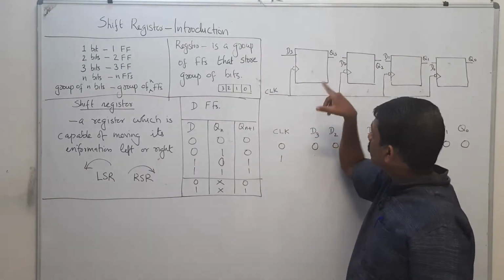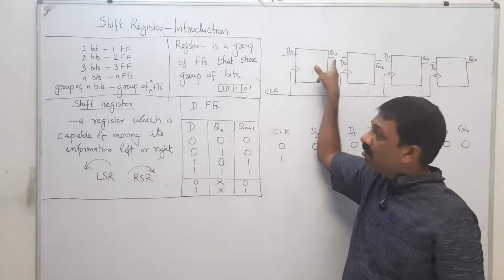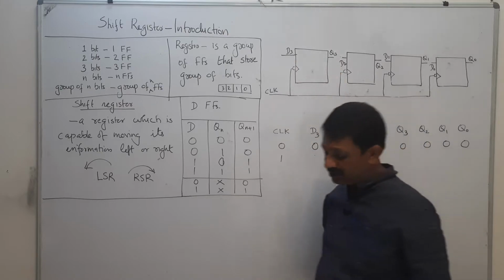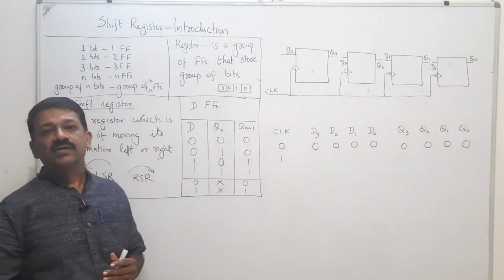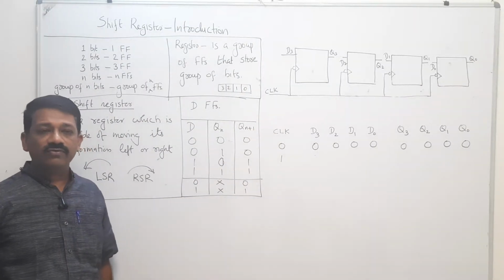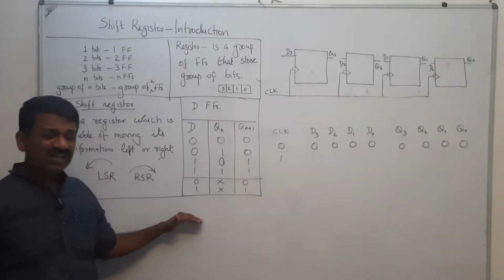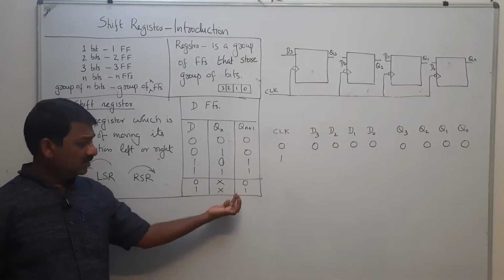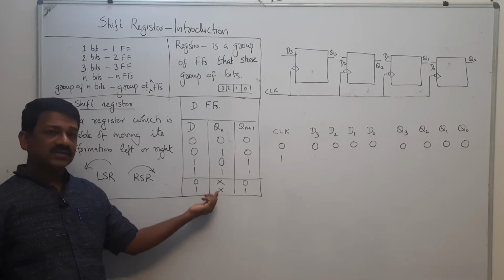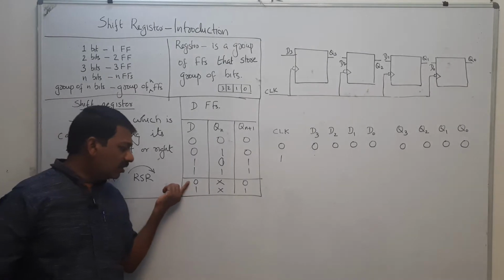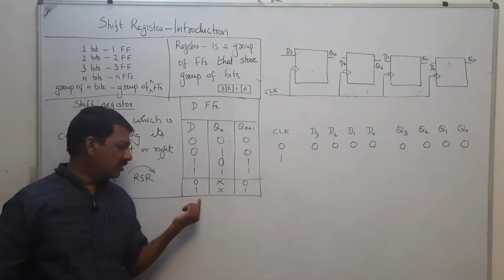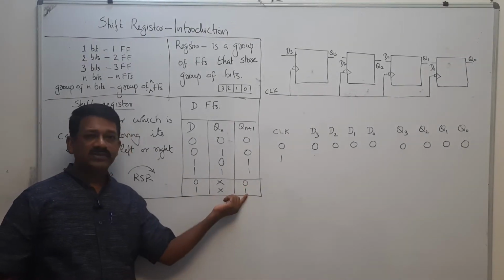That means regardless of the previous value of Q3, if D3 is 0, Q3 will be 0, and if D3 is 1, Q3 is 1. For setting a flip flop, you have to give 1, and for resetting it, you have to give 0. That is why we are using D flip flops. Regardless of the previous output, if your input D is 0, the output will be reset, and if it is 1, it will be set.